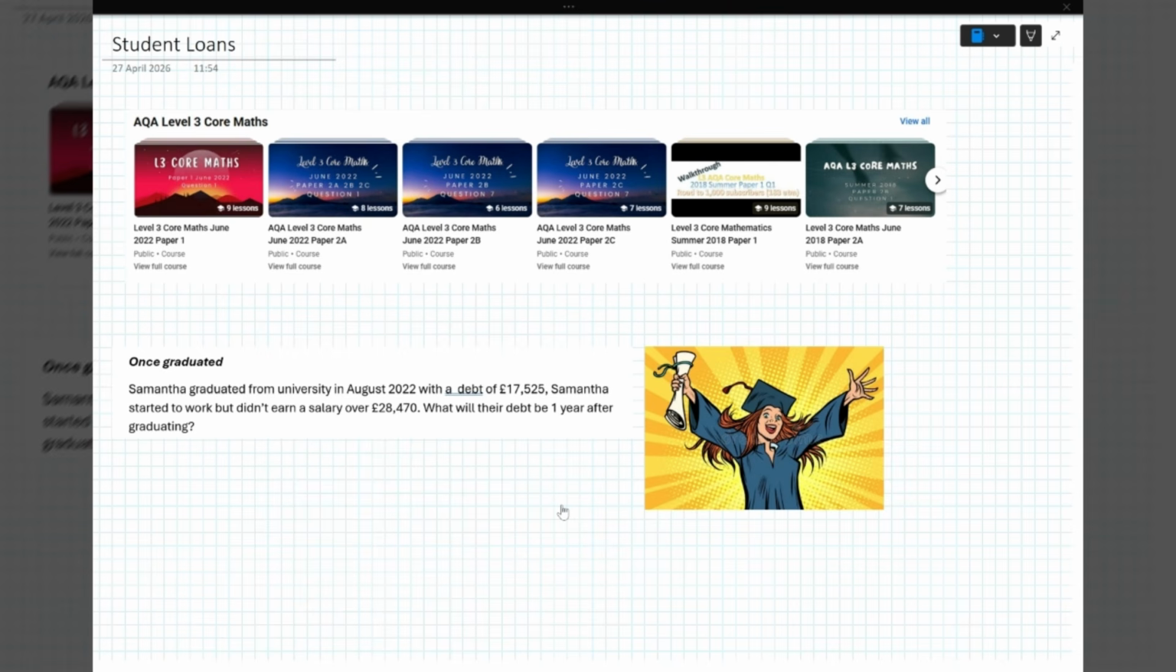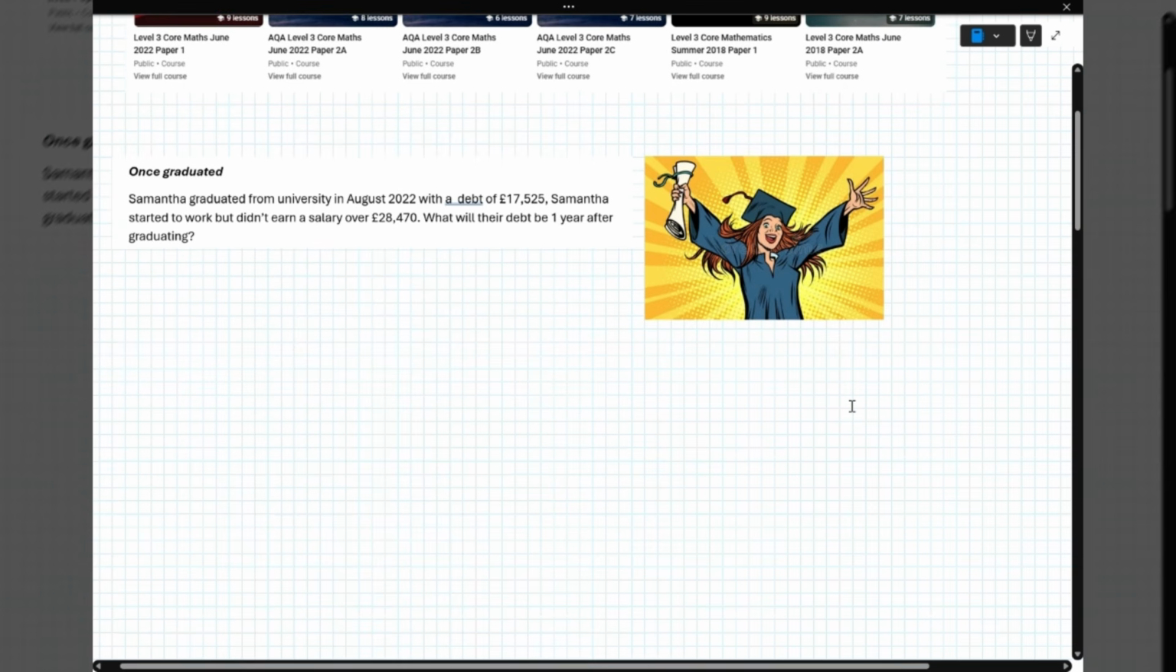So let's have a look at one of our questions, and this is going to help us to read the table. I think that's going to be a really important part. So it says Samantha graduated from university in August 2022 with a debt of 17,525. Samantha started to work but didn't earn a salary over 28,470. What will their debt be 1 year after graduating? Okay, so I'm going to pause the video, you pause the video, and then have a go at answering. Okay, let's get this answer done.